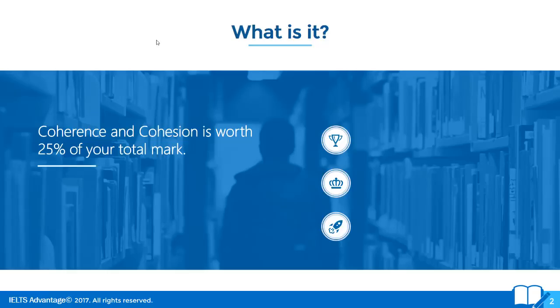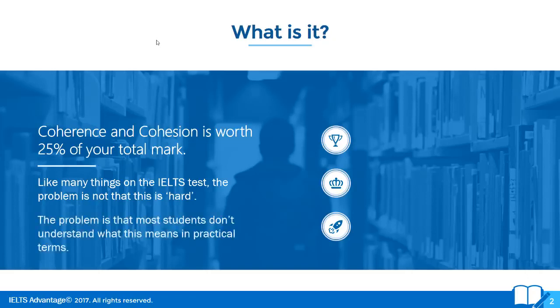Okay, so coherence and cohesion is worth 25% of your total mark, so it is extremely important. Because it's worth a quarter of your total marks, without doing it properly, you're really going to struggle to get the score that you're hoping for. So like many things on the IELTS test, the problem is not that it is hard or it is difficult. The problem is that most students don't understand what this means in just basic, practical, real terms.